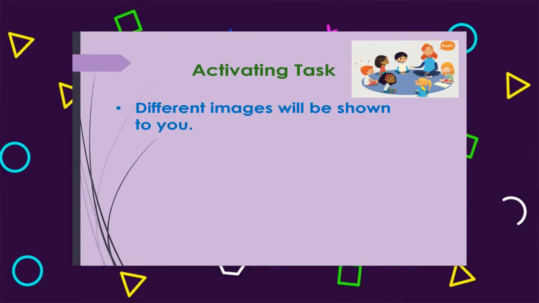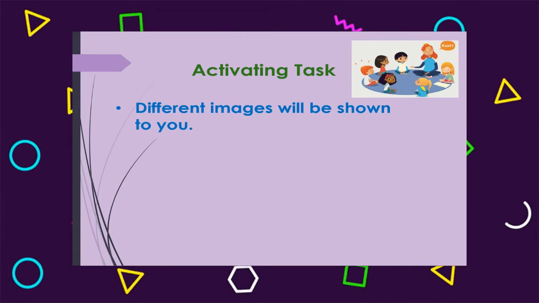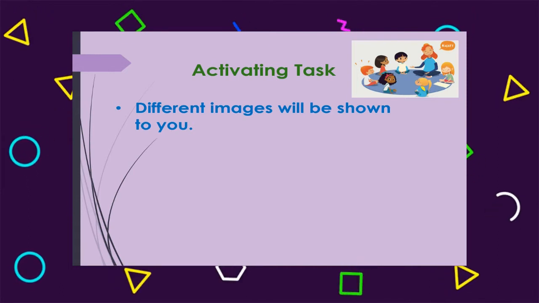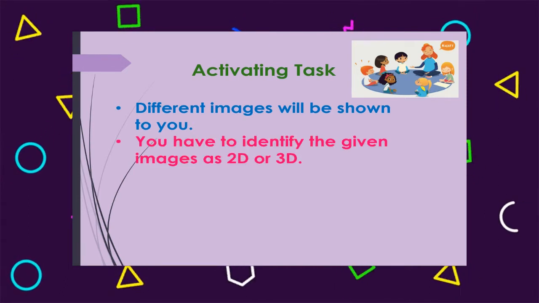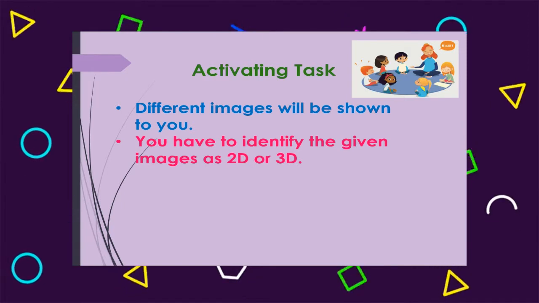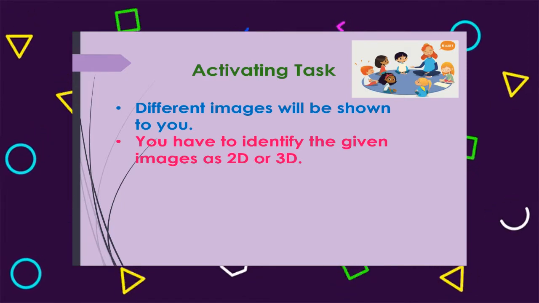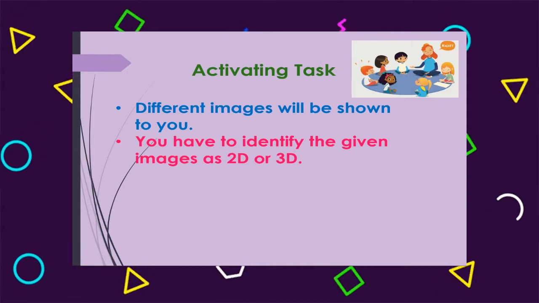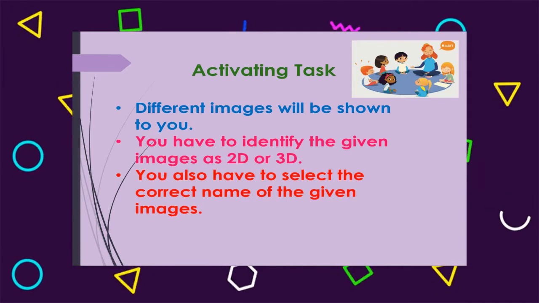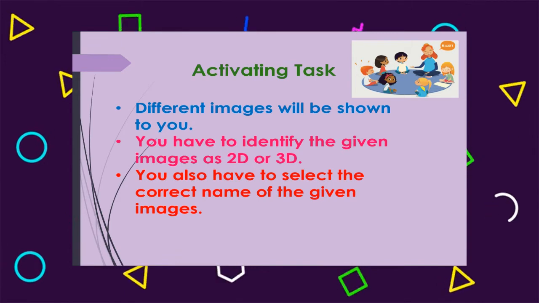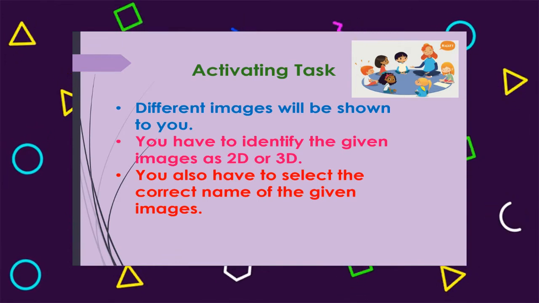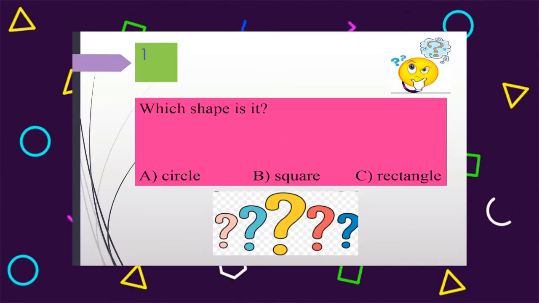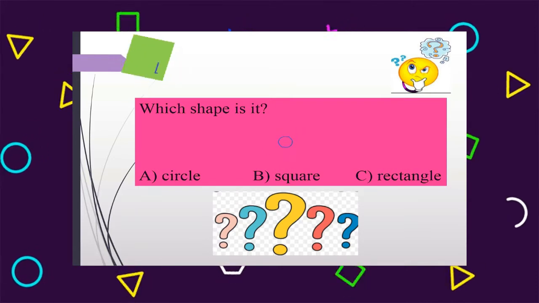What you have to do in this activity? In this activity, different images will be shown to you. You have to identify the given images as 2D or 3D. 2D means two-dimensional and 3D means three-dimensional. You also have to select the correct name of the given images. So, let's start. Which shape is it?